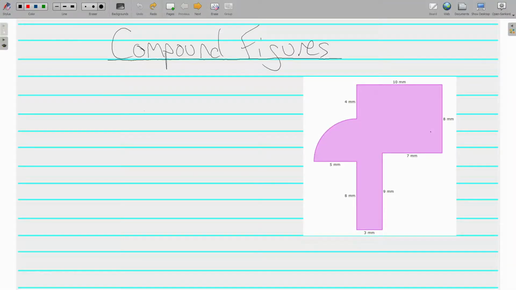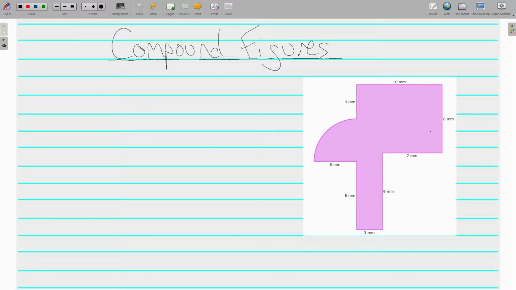Welcome back. This is Mr. Tipton, and today we are taking a quick look at finding the area of some compound figures. Compound figures, sometimes called composite figures, are basically just figures that are made up of other figures.